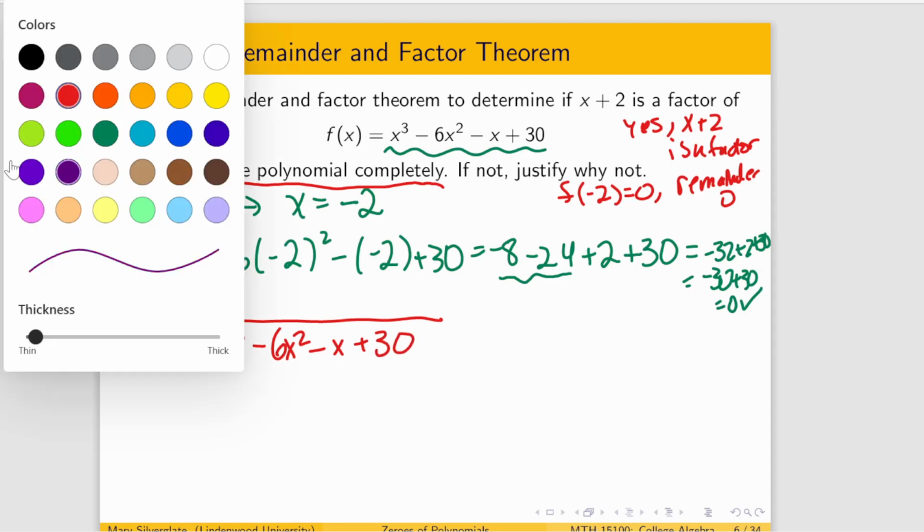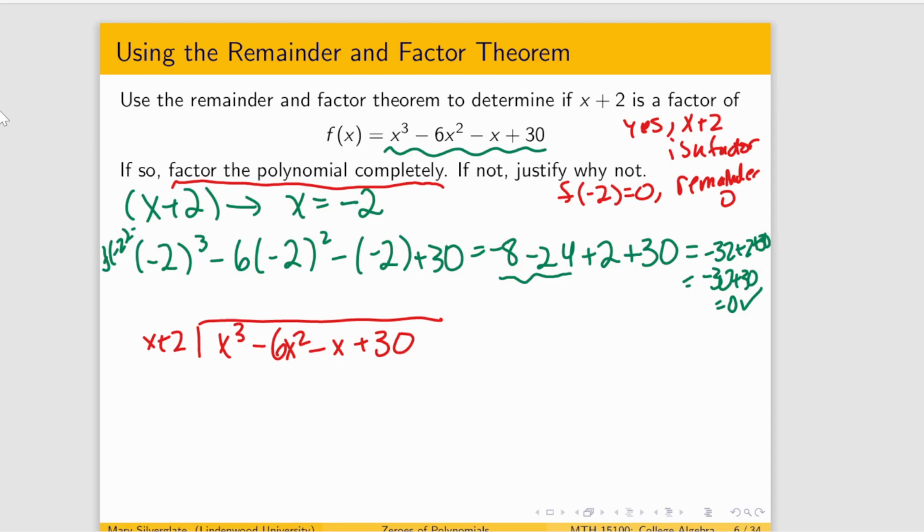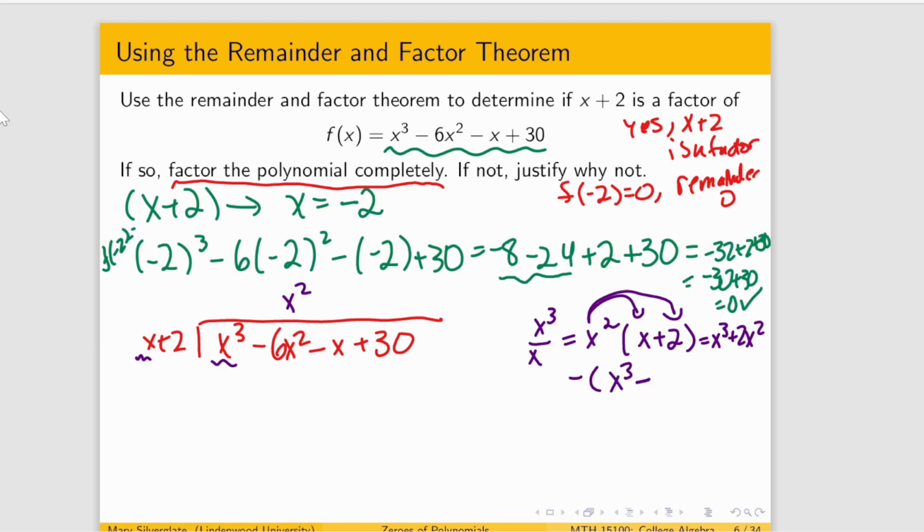Now I want to do my long division algorithm. I'm going to ask myself, x times what will give me x cubed? So I can do that to the side. X cubed divided by x is x squared. Now I want to multiply x squared by x plus 2. X squared times x gets us x cubed. X squared times 2 gets us plus 2x squared. And then I want to subtract that entire result.